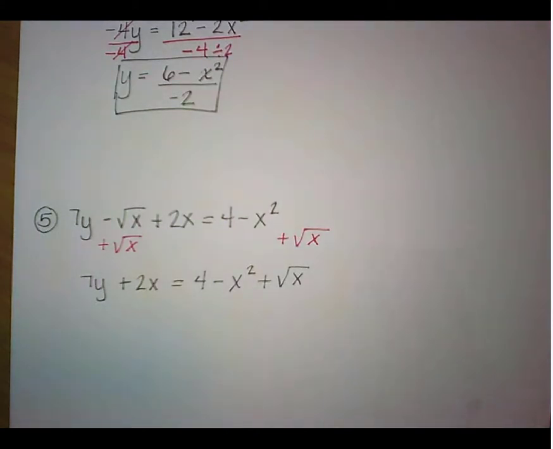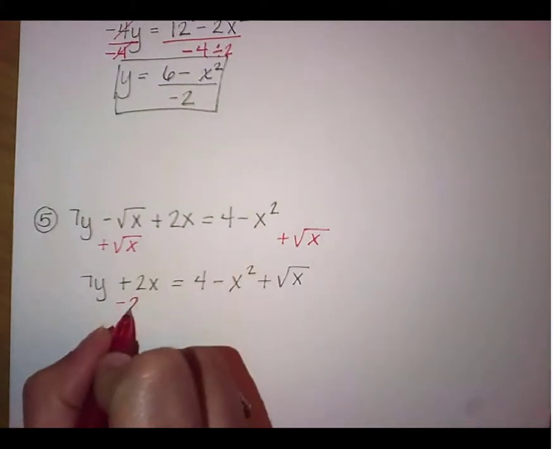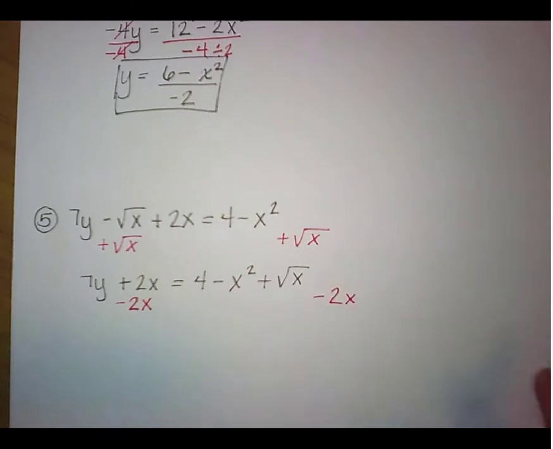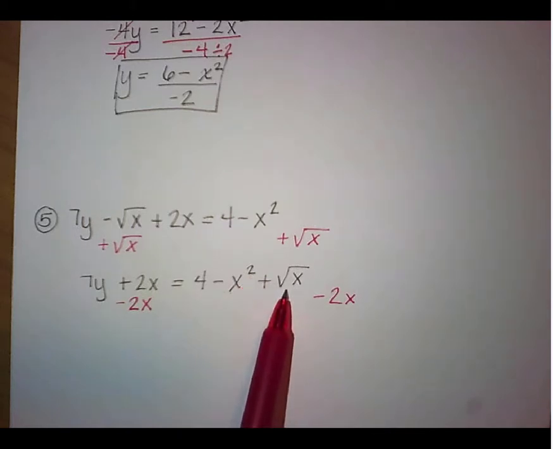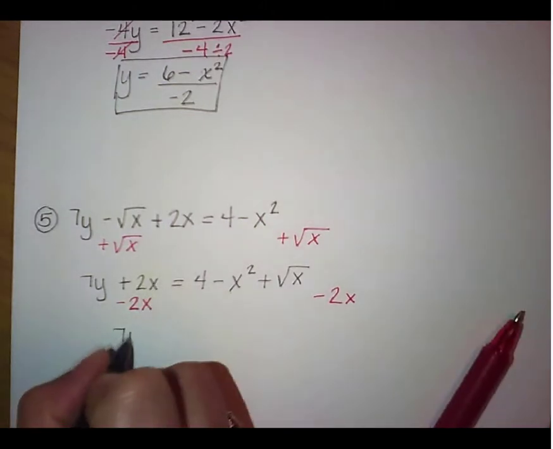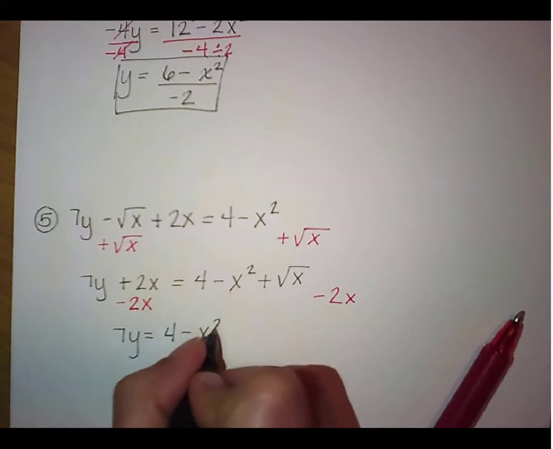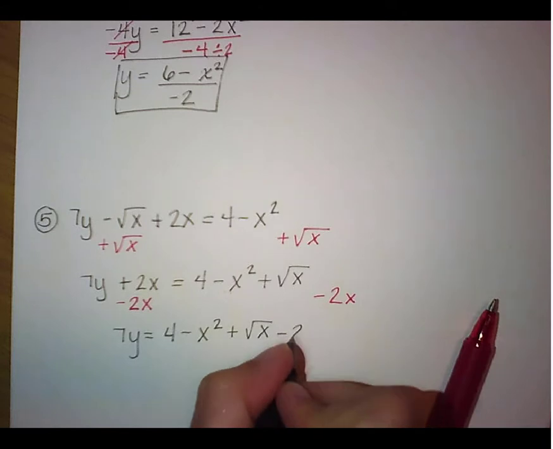So the next thing we're going to do is move our 2x. So to move the 2x, what we need to do is subtract 2x from both sides. Again, notice I'm putting a minus on the end because it's not like the x squared, since the x squared has that exponent of 2. It's not like the square root of x, so it's its own special term. So we've got 7y equals 4 minus x squared plus the square root of x minus 2x.